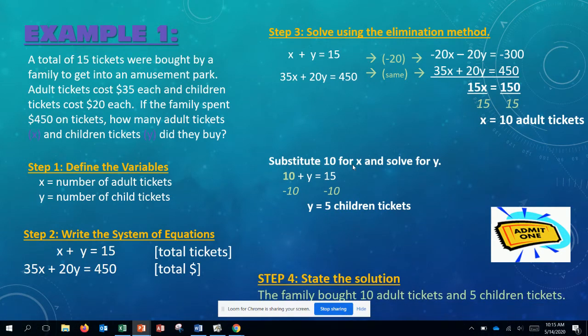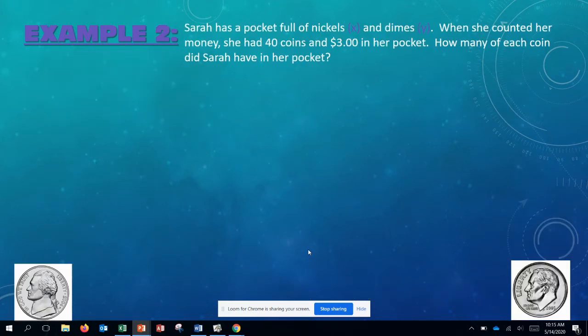Last, remember, you have to write a sentence. Okay? So the family bought 10 adult tickets and 5 children's tickets. Make sure you use that sentence to state what you're talking about. Let's look at another example.